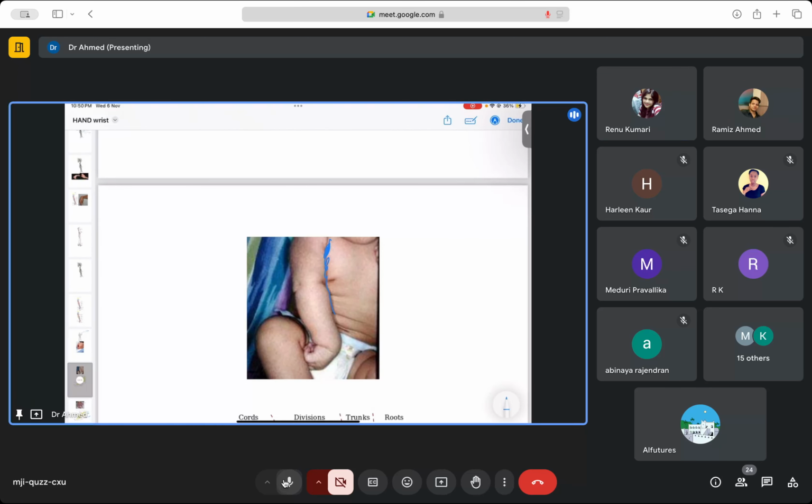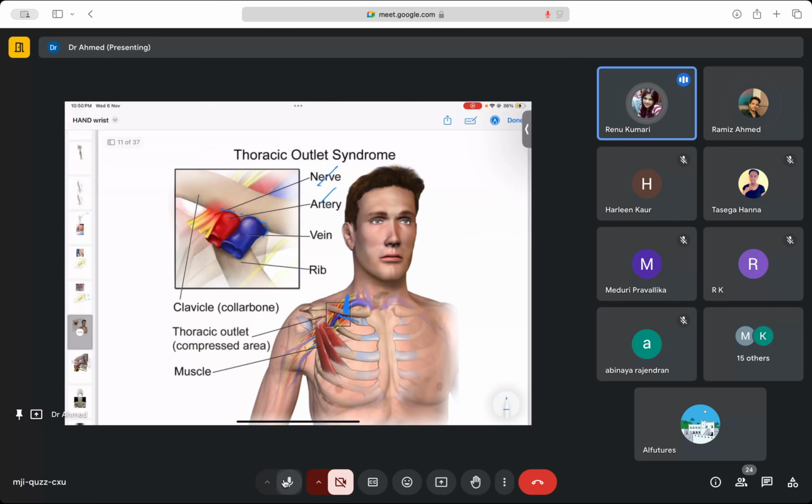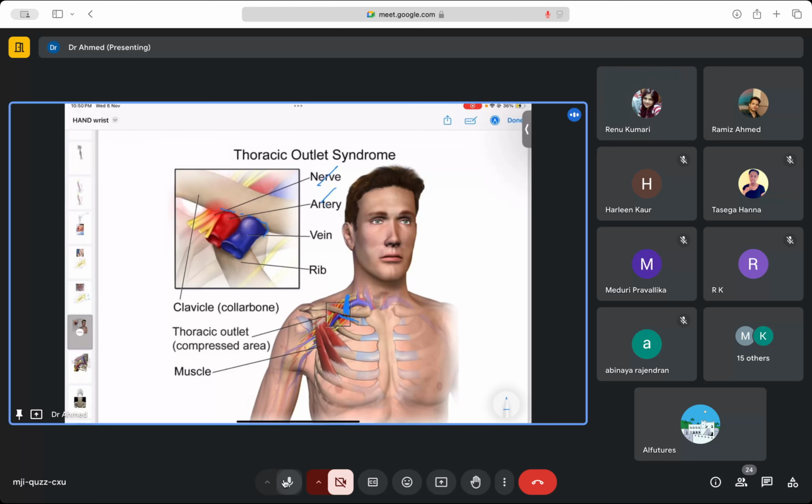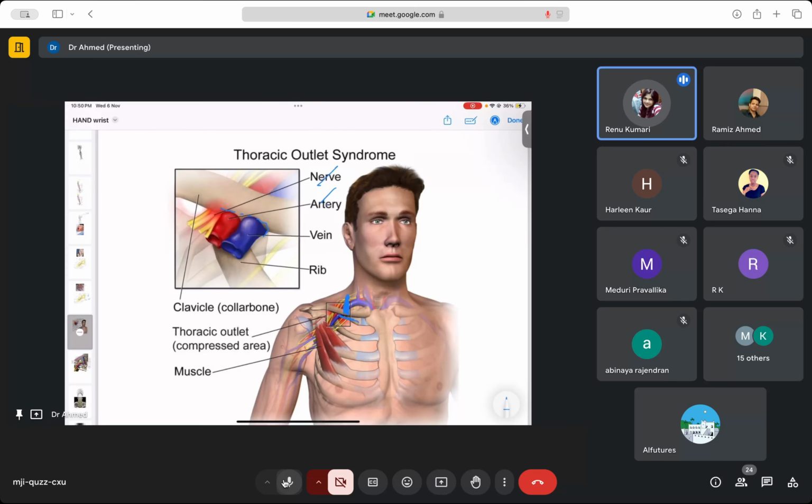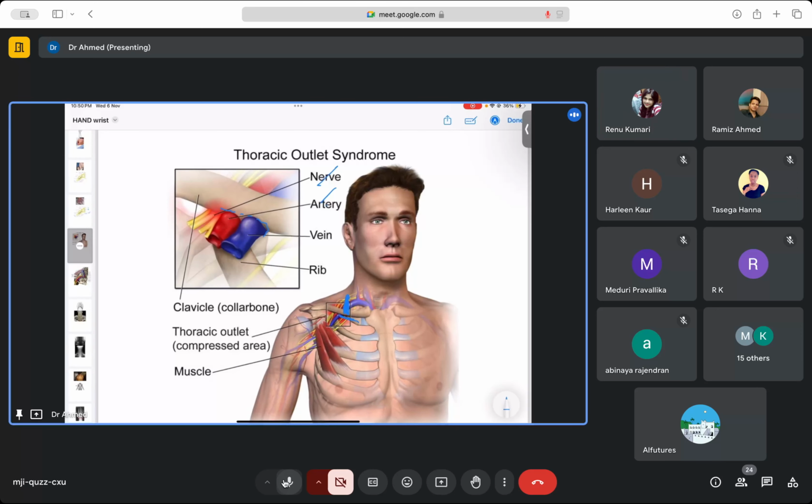Can you tell us about thoracic outlet syndrome? The thoracic outlet is a little space between the first rib and behind the clavicle. Sometimes when you have an extra rib, the thoracic outlet gets compressed between the scalene muscles, and the nerves can be compressed. Which trunk is going to be affected more, upper trunk or lower trunk? Lower trunk.